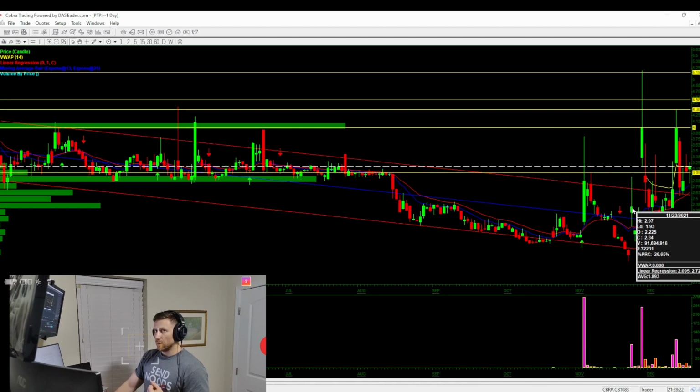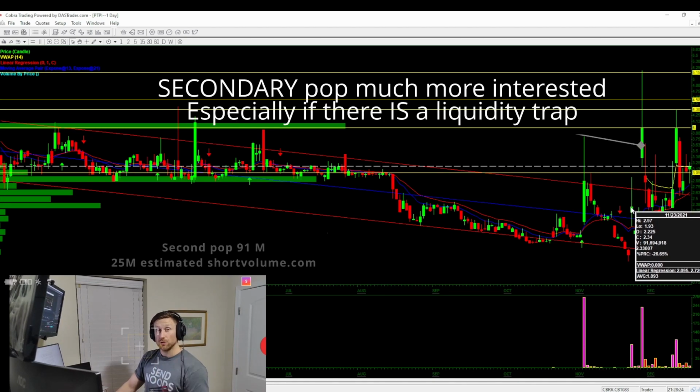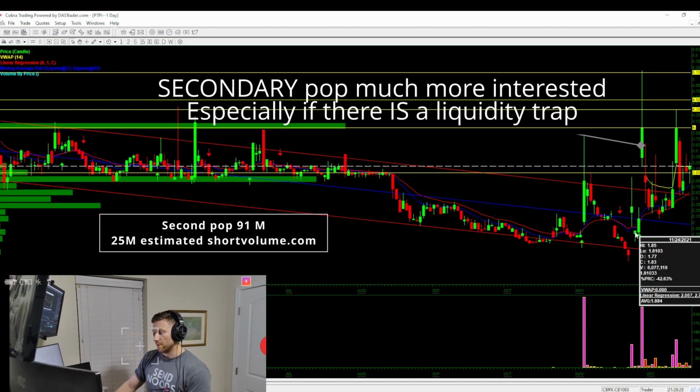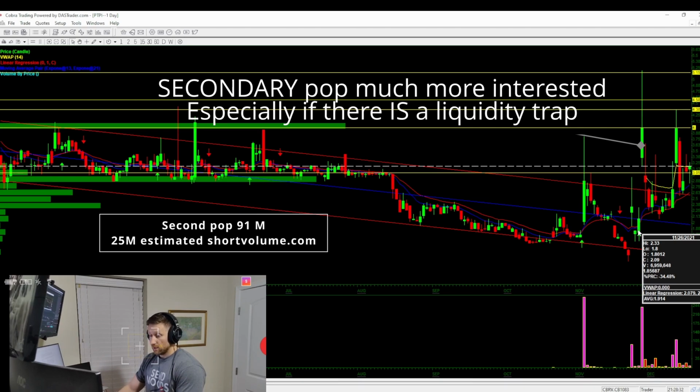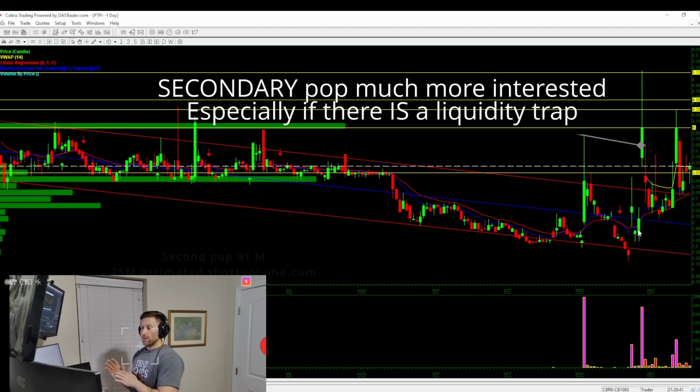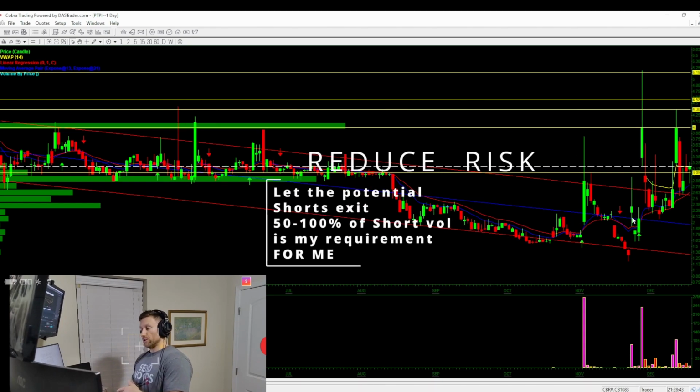91 million, 25 million estimated shorts. I'm sure there's not 25 million shorts, but the way I use volume is I'll say, okay, 6 million the next day, 7 million the next day, we're at 13. We're still missing all the potential shorts. So to reduce my risk, I usually don't even start the short until everyone's squeezed out on an uptrending price that is higher than where the shorts entered.